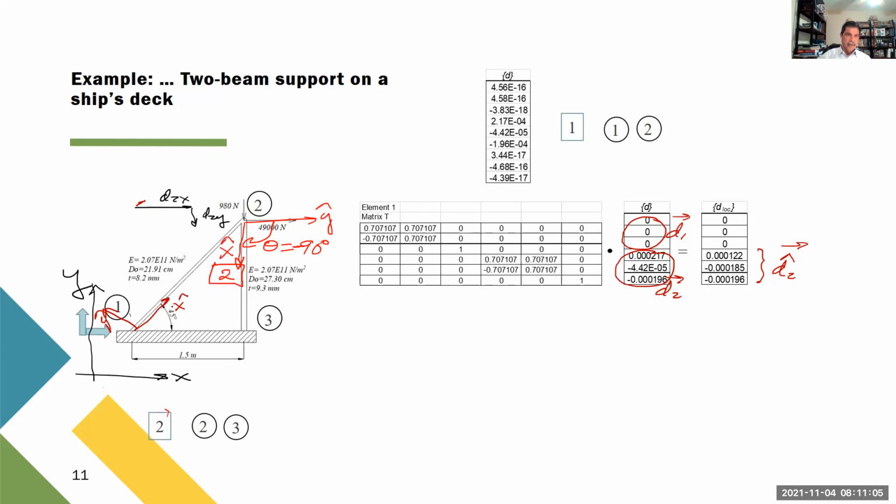Why? Because this points in this direction. The next value is minus 0.000185. So it's like this, and this is like this. So this is the transformation that we have prepared. And now, if this joint 2 moves to the right, this element will be in tension.